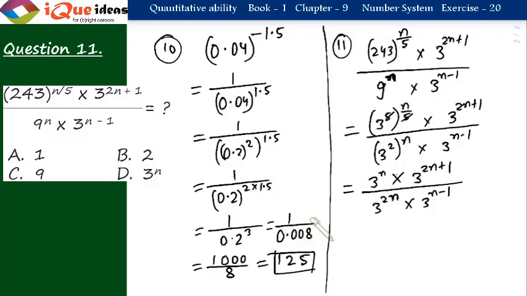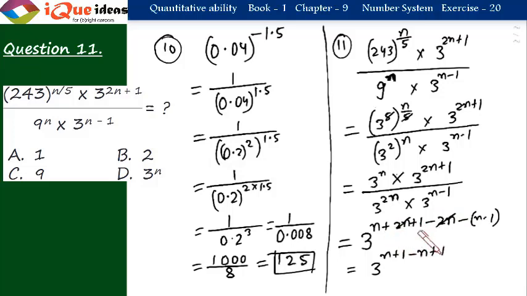Now in a single shot, what we can do is we can take all the powers together. So whatever is in numerator, all the powers will get added. So it is n plus 2n plus 1, and whatever is in the denominator will get subtracted. So minus 2n minus n minus 1. Alright, so 2n and 2n get cancelled, and then we have 3 raised to the power n plus 1. Open the subtraction carefully, minus n plus 1. So n and n also get cancelled, and we will have 3 raised to the power 2, which is equal to 9. So the answer of the question is 9.